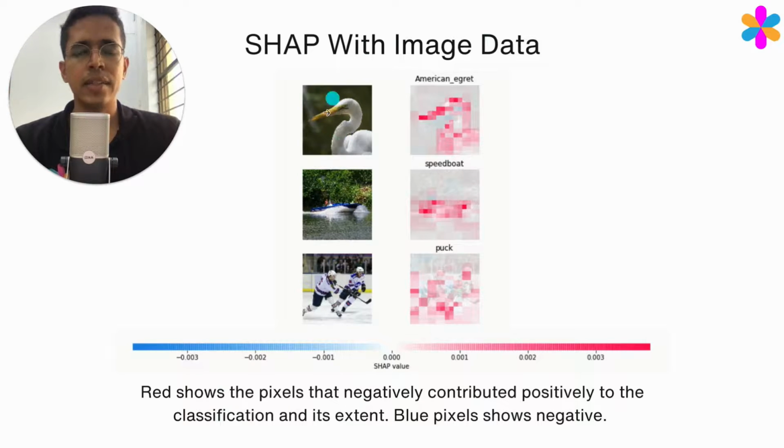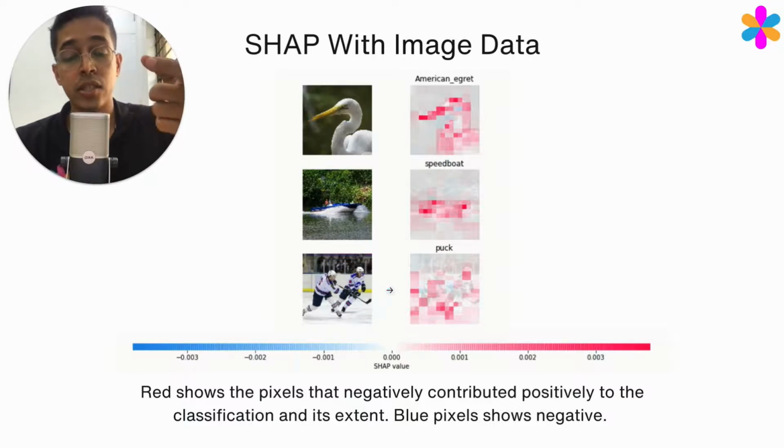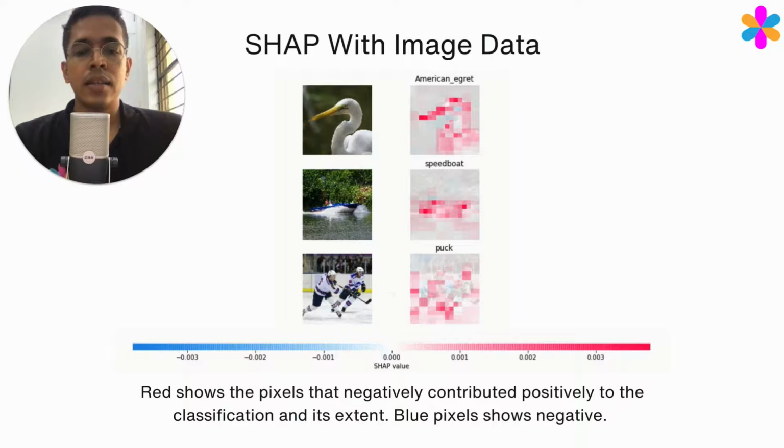This is an example of SHAP being implemented for image-based data. So in this case, this image is classified as American egret, or a speedboat, or a puck. Puck is the hockey puck, ice hockey puck. And what you see here is a different type of representation of this image, in which the red color pixels represent those pixels that positively contribute to this image being classified as American egret.